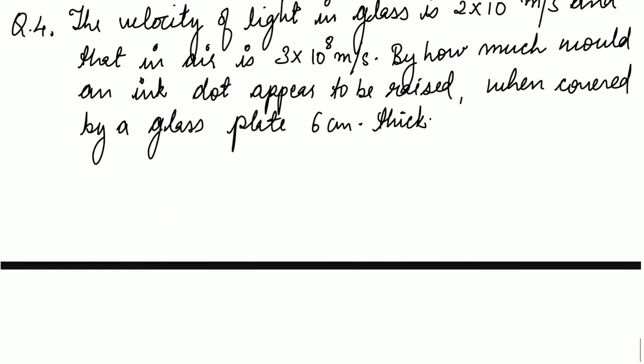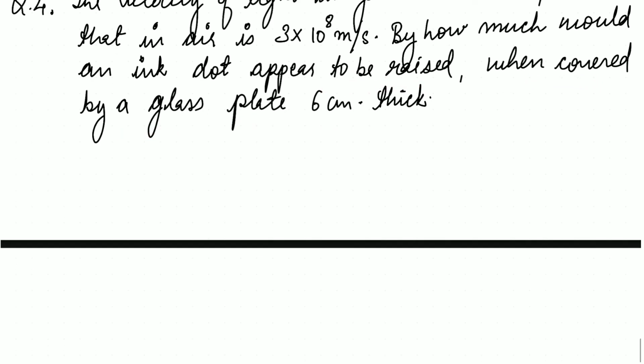The velocity of light in the glass is 2.2 into 10 to the power 8 meter per second, and that in air is 3 into 10 to the power 8 meter per second. By how much would an ink dot appear to be raised when covered by a glass plate 6 centimeter thick?